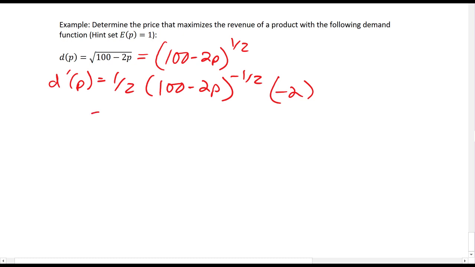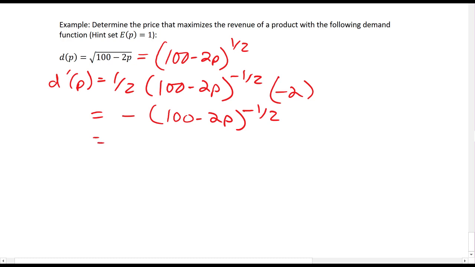And then let's go ahead and clean this up a little bit. I know we typically don't. Let's go ahead and clean this up. 1/2 times a negative 2 gives us a -1. A -1 times 100 minus 2p to the -1/2 power.